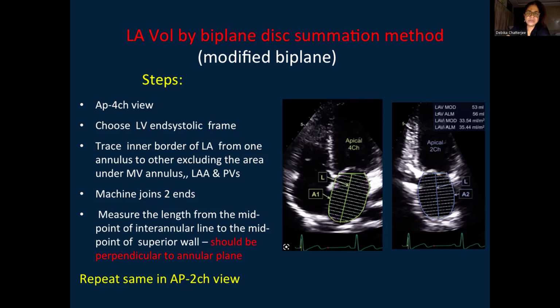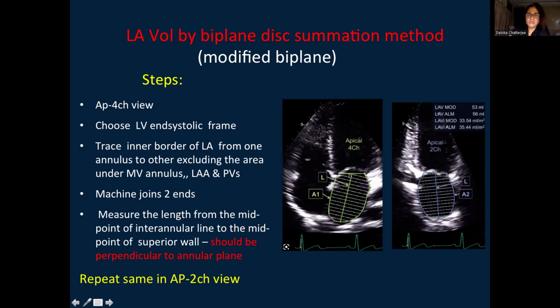We follow several steps. First, we go to the apical 4-chamber view, freeze it, and choose the LV end-systolic frame, 1 or 2 frames before the mitral valve opens. At that time the LA is at its maximum volume. We trace the inner border of the LA from one annulus and go round along the IAS, and then we take a round here without entering the pulmonary vein. Here is the right pulmonary vein, and we go to the lateral annulus, so septal annulus to the lateral annulus.